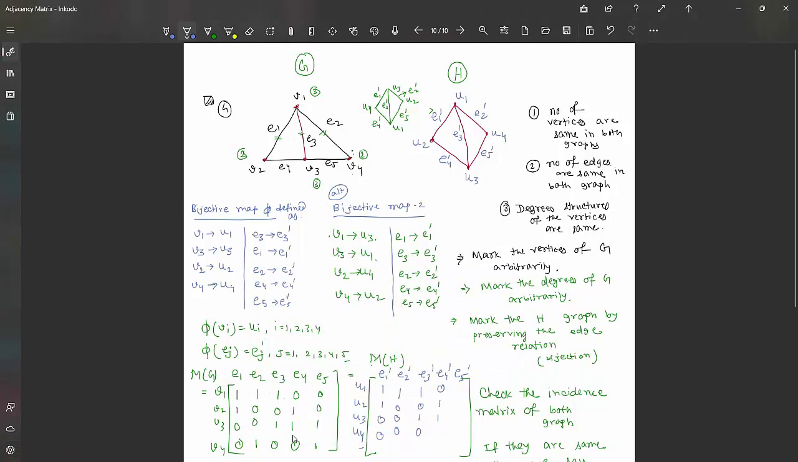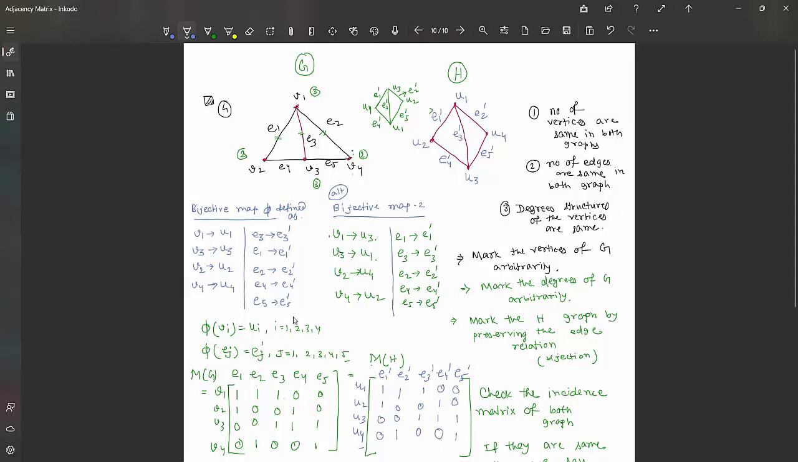So this is not 1 1 0 0. This is connected with U1 and U4. Okay, E2 prime connected with U1 and U4. And then E3 prime is connected with U1 and U3, it is okay. Then E4 prime connected with U2 and U3. And then E5 prime is connected with U3 and U4, and these two values are 0.